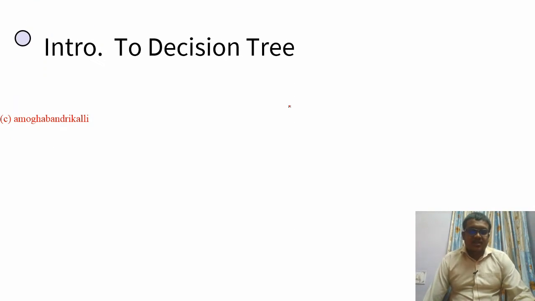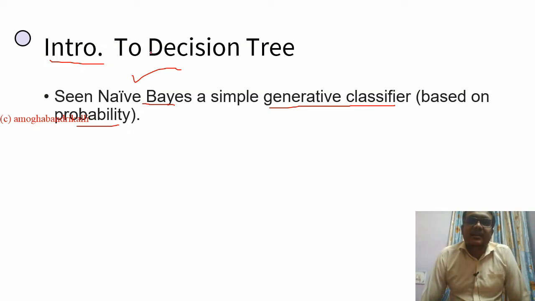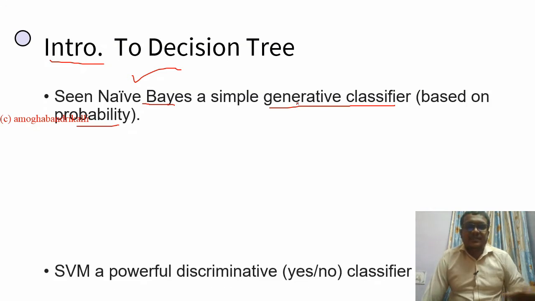Let me go into a deeper version. Introduction to decision tree. We have seen Naive Bayes. It is a simple generative classifier that is based on probability and on some assumptions of probability statements, that is Bayes' theorem. We used Naive Bayes to make the respective classification. It has many types, and that was based on a generative classifier.